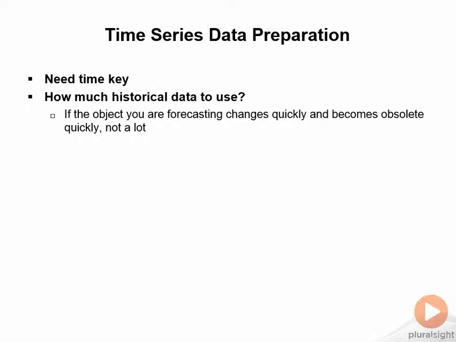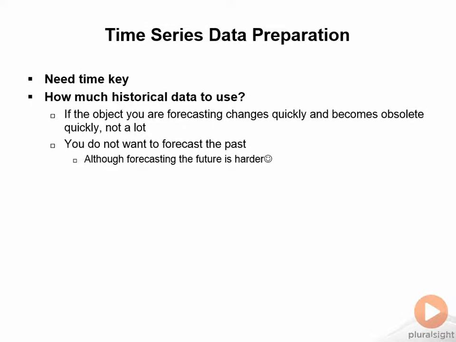Imagine that the object you are forecasting changes quickly and becomes obsolete quickly. Then you probably don't want to include too much history in your forecasting. For example, imagine that you are forecasting the mobile phone model's sales. If you would use all of the history of mobile phones, then your forecast for next year would probably be that the best seller would be Nokia 6310. What I mean is that with too much historical data, you actually forecast the past. Forecasting the future is what you want to do. However, this is a bit harder.